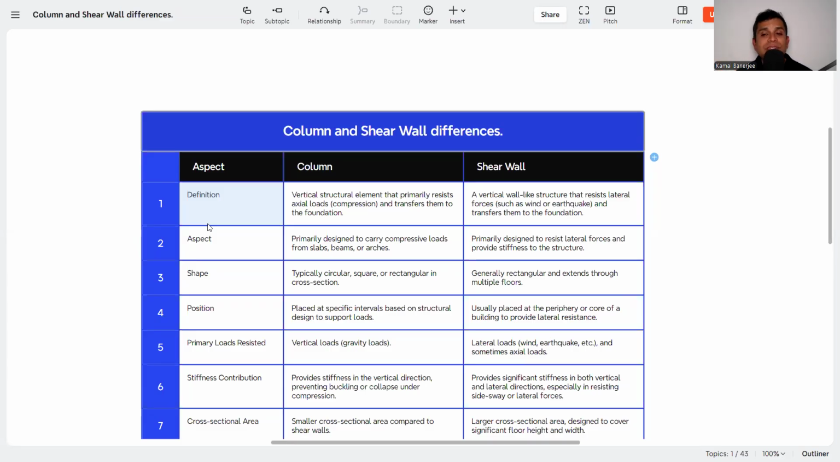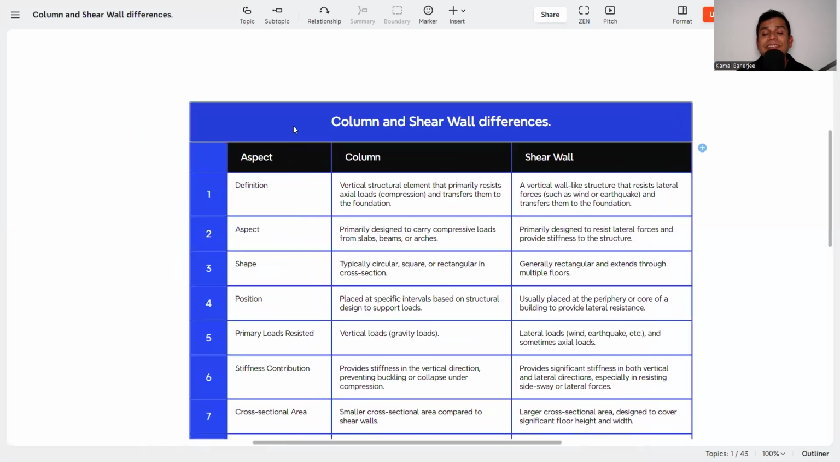So without wasting time, let's jump into the subject, that is column and shear wall difference, or the comparison. So in any RCC structure, we have columns, we have shear walls, whenever we're building a multi-story building or a skyscraper. Okay, so there is a shear wall, there is a column. Why do we need to know about these different structural elements? First, we need to know the definition.